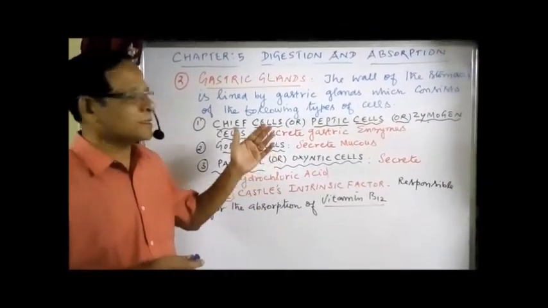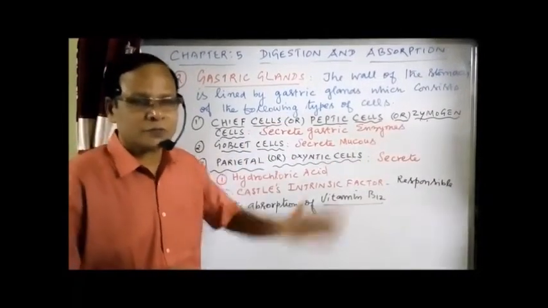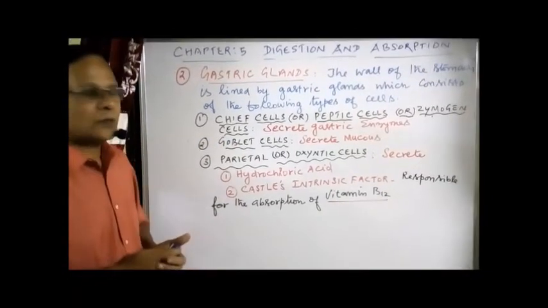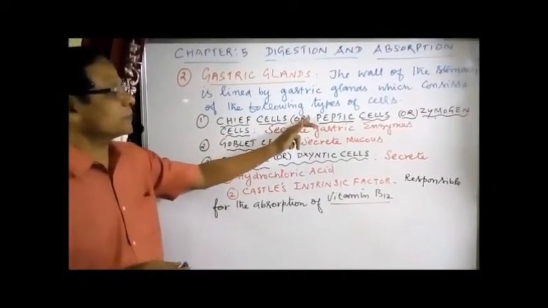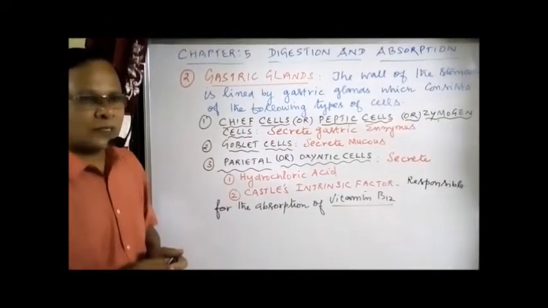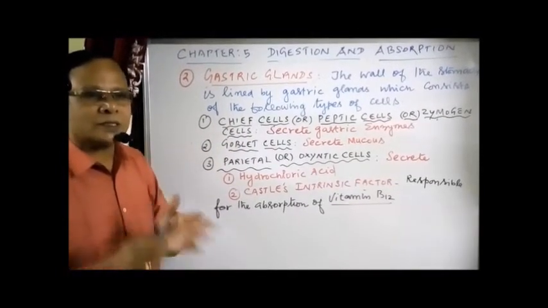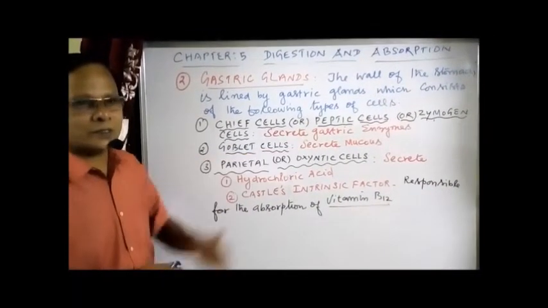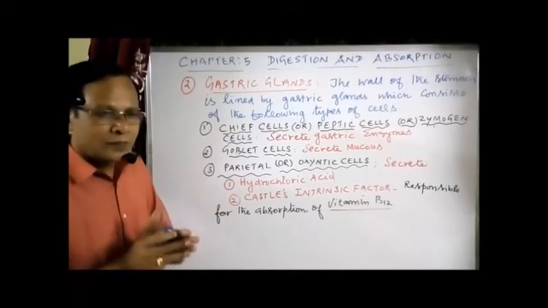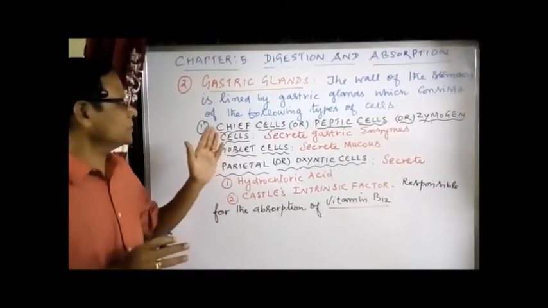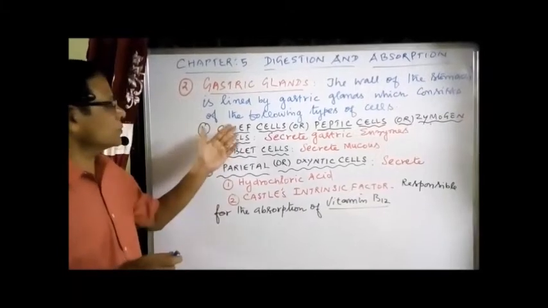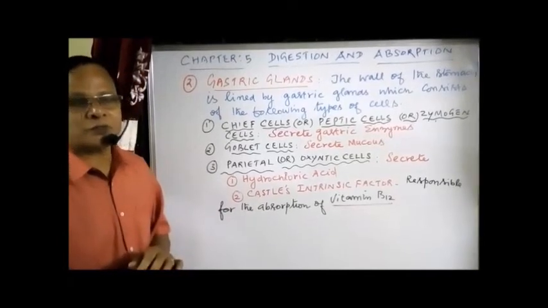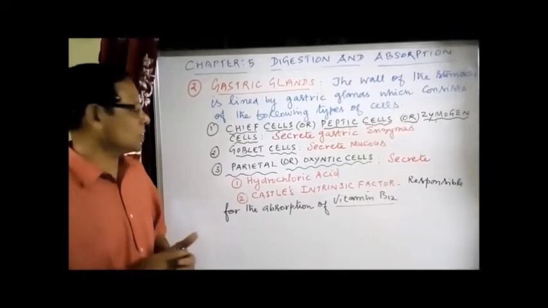Now you see, the gastric glands are formed of different types of cells. We have only a few cell types given in your book. The first cell type, chief cells or peptic cells or zymogen cells. Zymogen means enzyme secreting cells, hence the name zymogen. As it is found in the stomach, hence called peptic cells. And this is the main cell found in the stomach, hence the name chief cells. Now what is the main role of this one? Secrete gastric enzymes. 2 enzymes are secreted mainly, pepsinogen and renin. We'll see in the physiology of digestion.